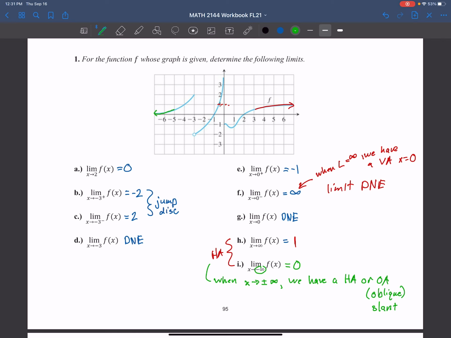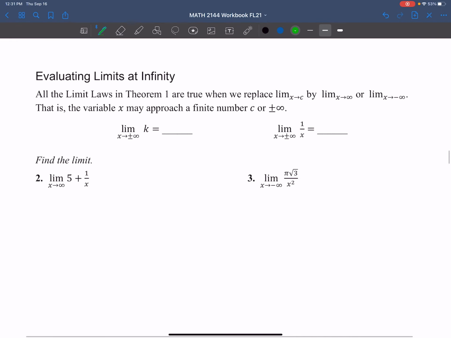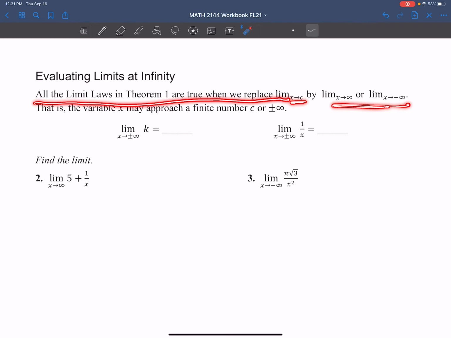Awesome. So now we're going to focus more on the algebraic approach of horizontal asymptotes and limits as x approaches plus or minus infinity. So, evaluating limits at infinity: good news, all of the limit laws are true when we replace the finite value with an infinite value. So the limit of the sum is still the sum of the limits, et cetera.